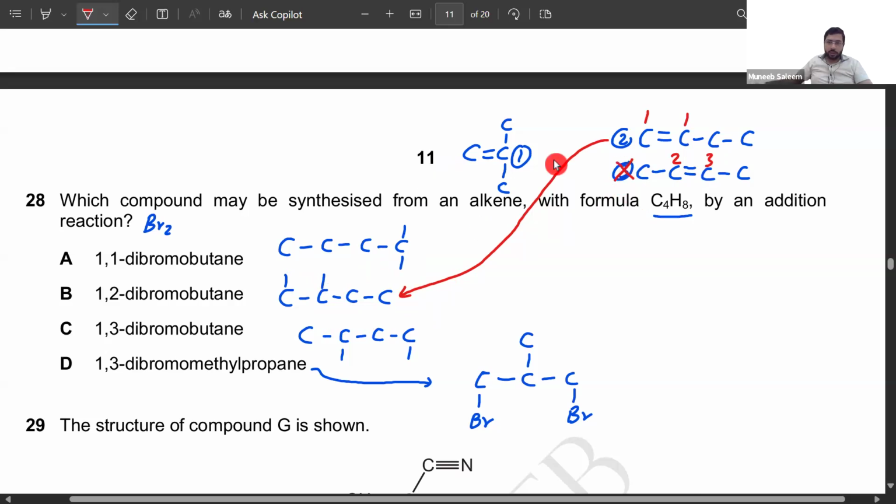And isomer 1 is the one in which this carbon is already saturated with all 4 bonds, so it cannot give any addition reaction. It has all the bonds completed. All 4 bonds are there, so it cannot give the reaction. So only isomer 2 will give option B as the correct answer by the addition of bromine on this isomer.